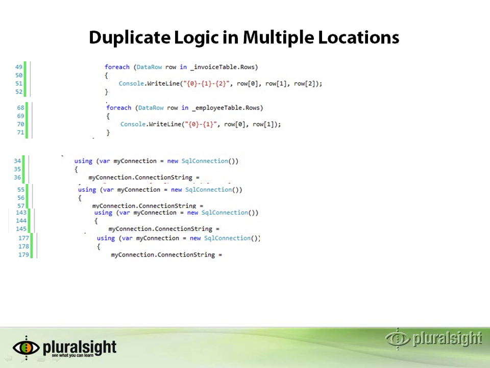We see that our application has duplicate logic in multiple places. For instance, there's this logic here for specifying how to output data to the console, as well as separate locations where we're opening up a connection. Let's look at how we can apply some refactorings to clean this code up as well.